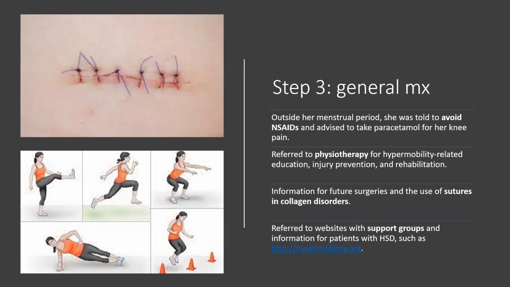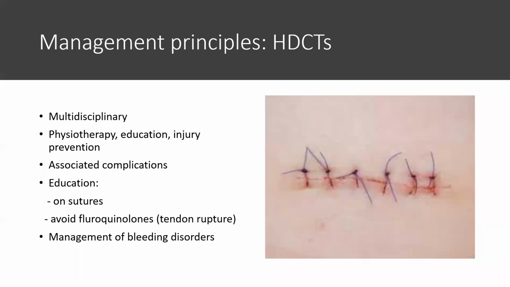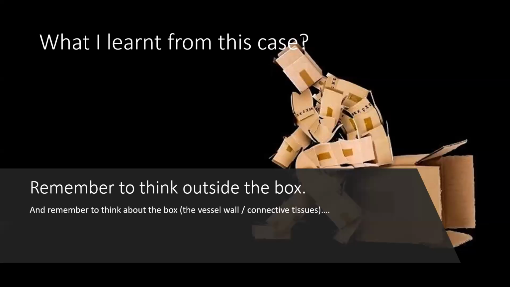And for support, there's a very nice website that I referred to that you can also look at. It's called hypermobility.org. So this is the management principles, and it's exactly what I said just now. So what did I learn from this case? I must remember to think outside the box, and I must also remember to think about the box, or the vessel wall, or the connective tissues.